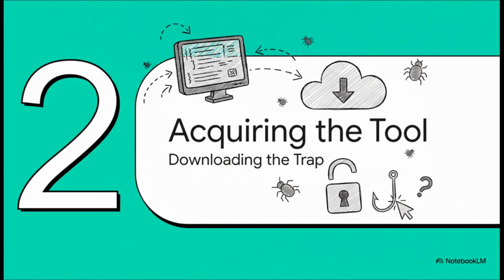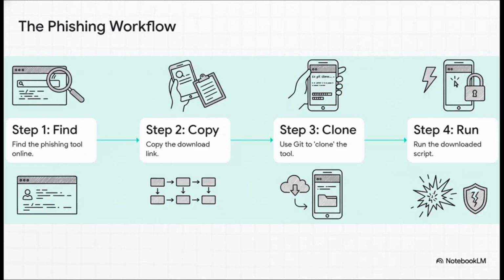All right, so the terminal is all prepped and ready to go. The next step? Actually grabbing the phishing software. And you'll be surprised how fast this part is. The whole workflow is almost ridiculously simple. The video literally just shows them opening a web browser, searching for a phishing toolkit on a site where developers share code, and then they just copy the link.